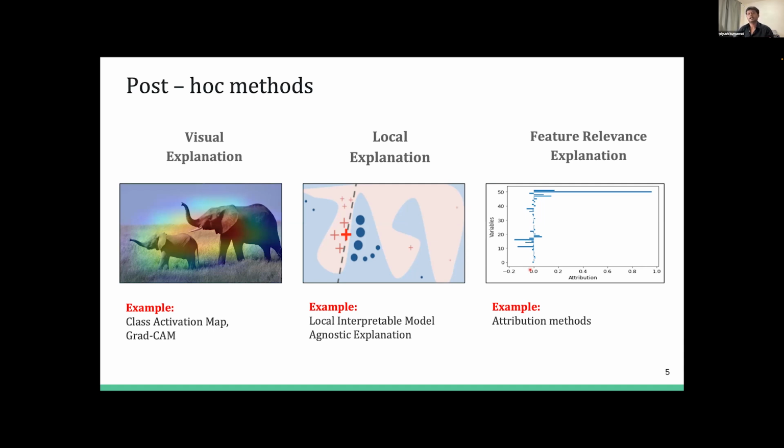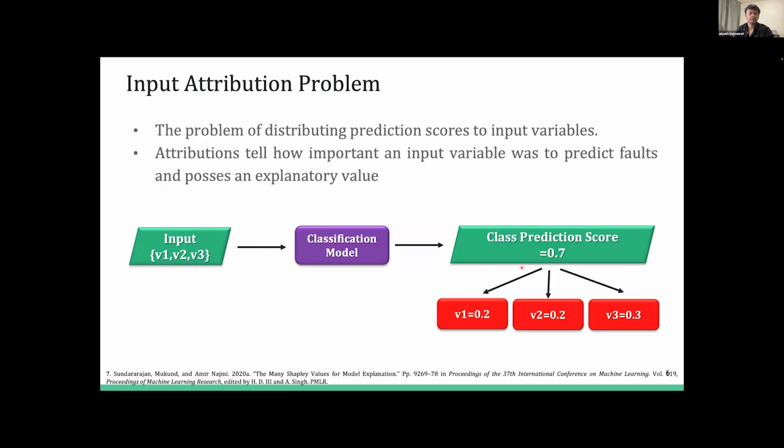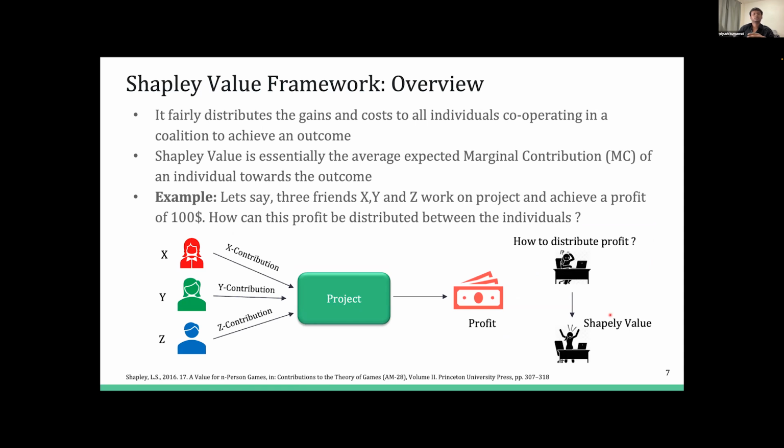So let's get deeper into our input attribution problem. Consider a classification model. We have various inputs in terms of variables, and the class is predicted using the classification model. The attribution provides information about which variables contributed towards the prediction of the specific class. The overview of these attribution methods is on the basis of the Shapley value framework. It's a game theory approach.